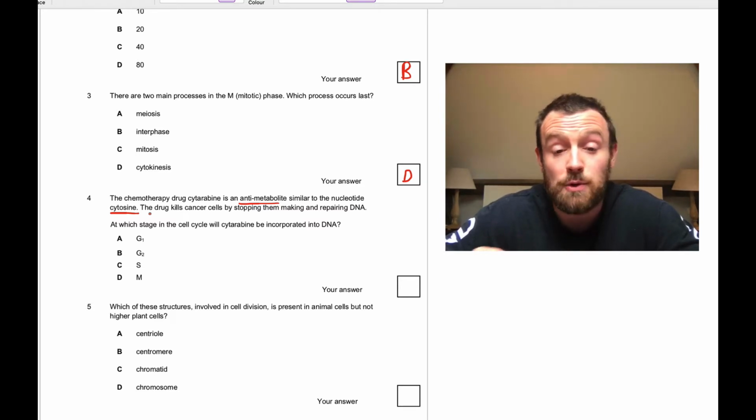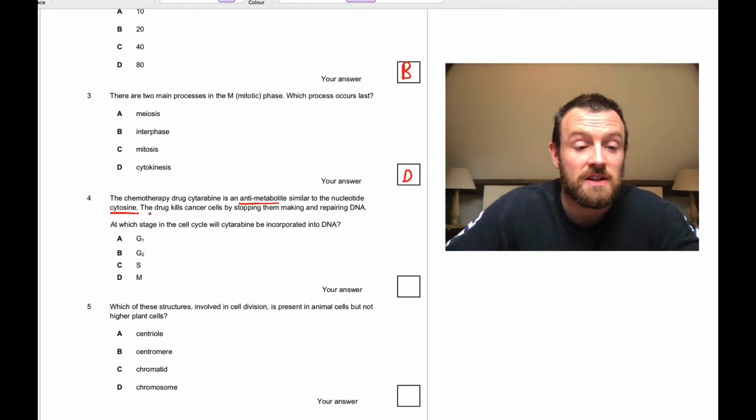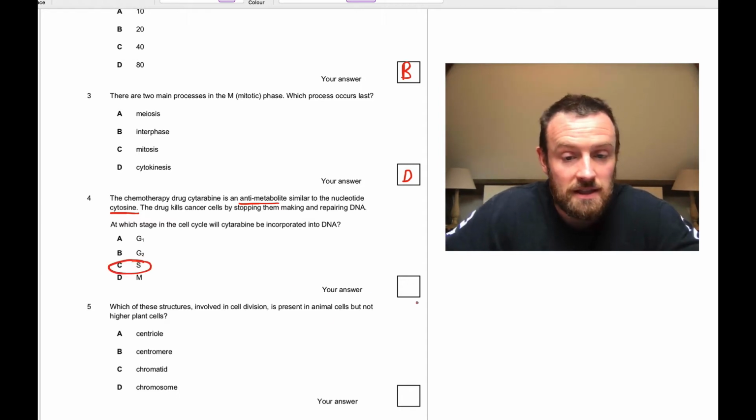So which stage will this be incorporated? Well, it's in DNA reproduction, so that is in S phase. Synthesis, that's C.